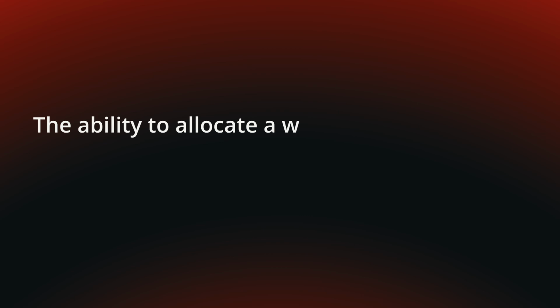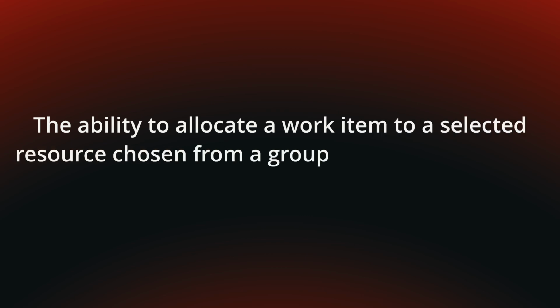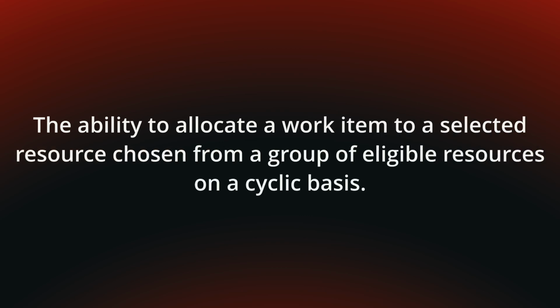Hi, my name is Andreas Hense and this video is part of a series on resource patterns in YAWL. Today we talk about round-robin allocation, the ability to allocate a work item to a selected resource chosen from a group of eligible resources on a cyclic basis. You can see the behavior in the following flash animation.